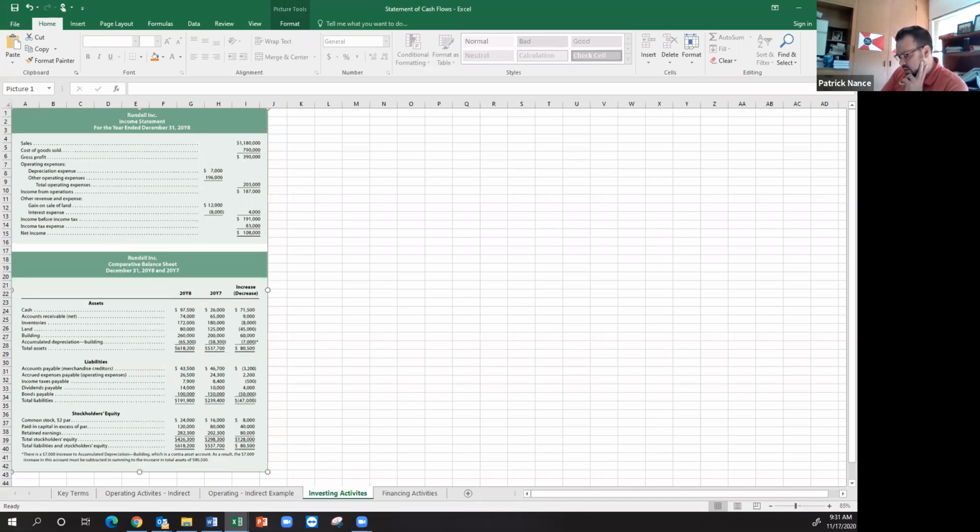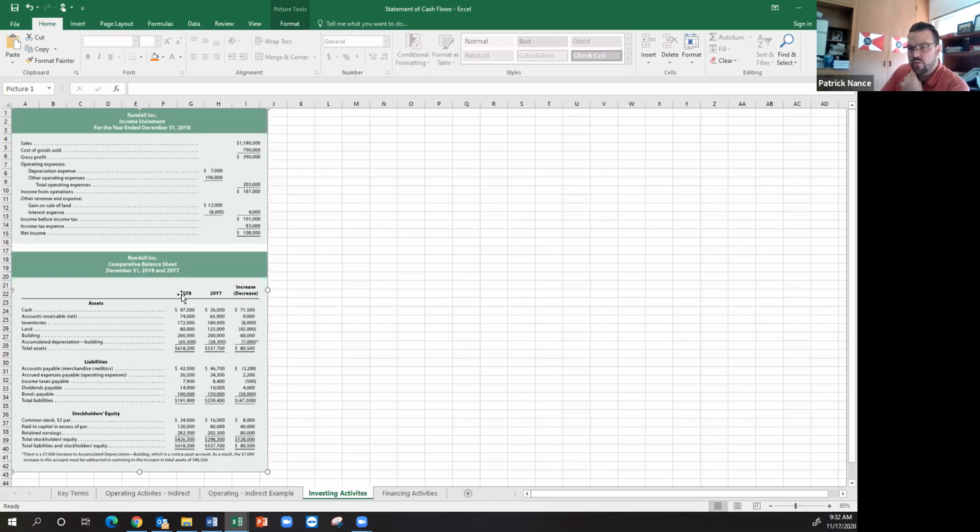Okay, so cash flows from investing activities. Investing activities, remember, include cash inflows and outflows related to changes in companies' long-term assets. Most of what we're talking about here is going to be fixed assets, but any long-term assets really. So things that don't necessarily have to do with net income directly usually. So those would be our investing activities.